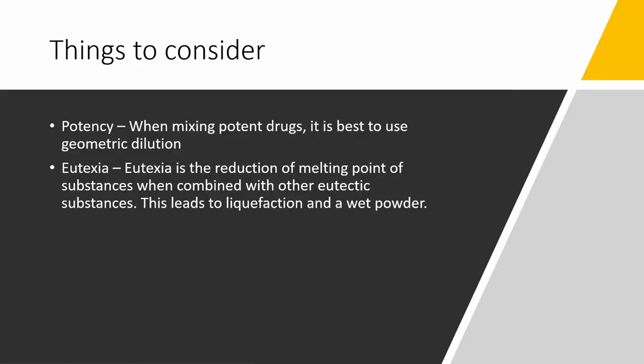So some things to consider when you're going to mix two powders together are potency and eutectics. Potency is when your powder is very potent. When we say potent, it means a small amount of drug can exhibit a large amount of pharmacologic effect. If you mix potent drugs without taking into consideration their potency, what you can get is an uneven mixture of your drug and your fillers or your diluents. So what happens is if the patient takes a scoop of your powder, it might be all diluent and not enough of the drug. So if you're going to mix potent drugs, it is best to perform geometric dilution.